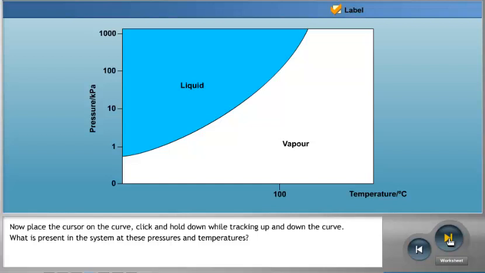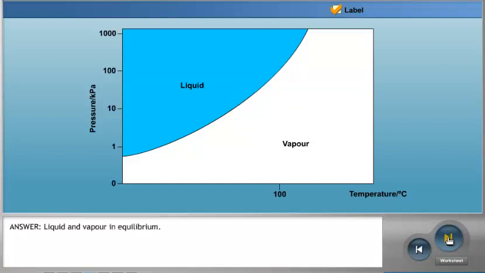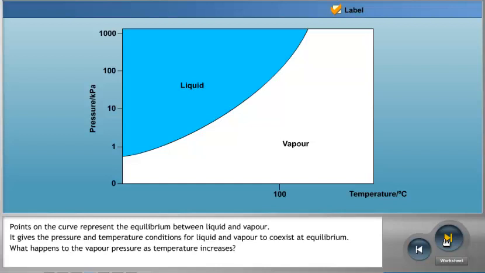Now place the cursor on the curve. Click and hold down while tracking up and down the curve. What is present in the system at these pressures and temperatures? Answer: liquid and vapor in equilibrium. Points on the curve represent the equilibrium between liquid and vapor. It gives the pressure and temperature conditions for liquid and vapor to coexist at equilibrium.